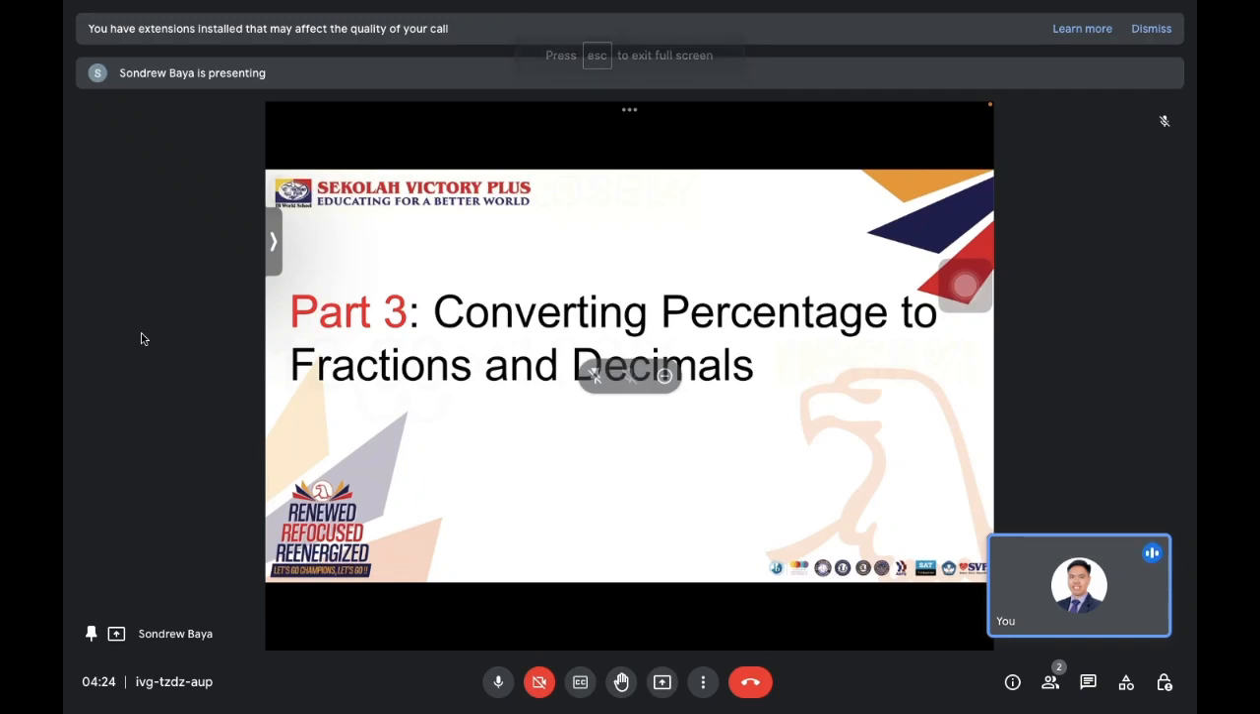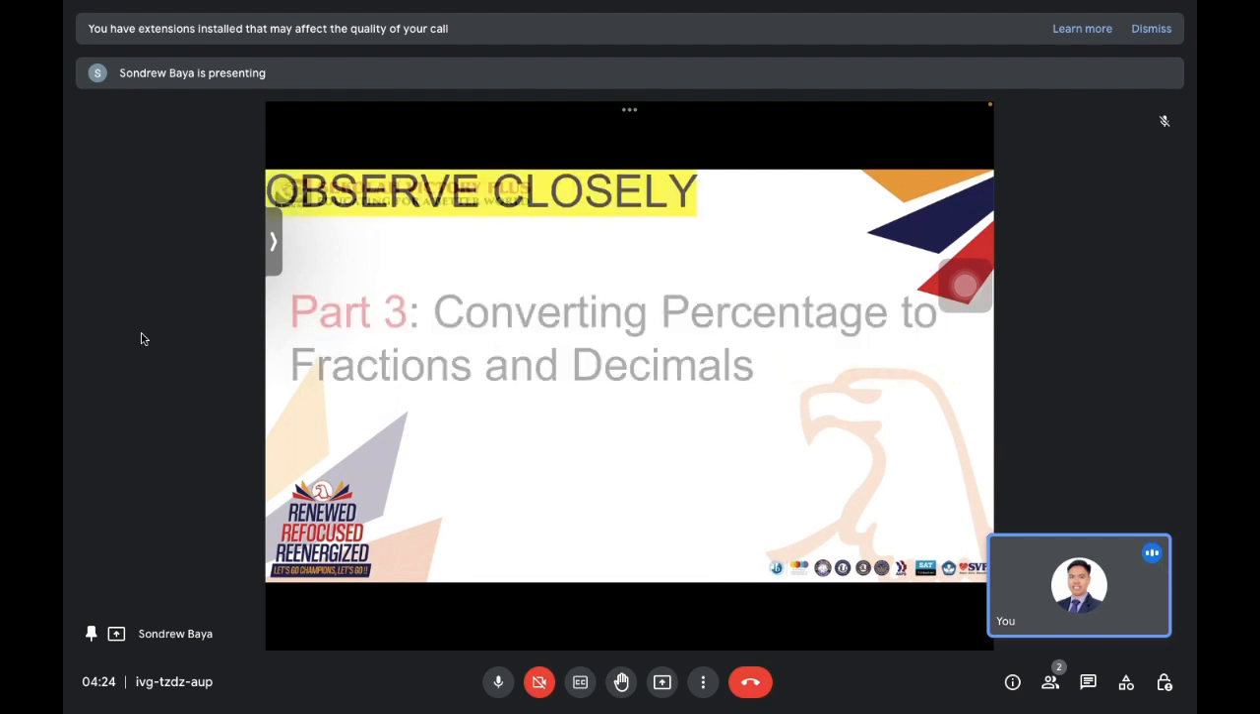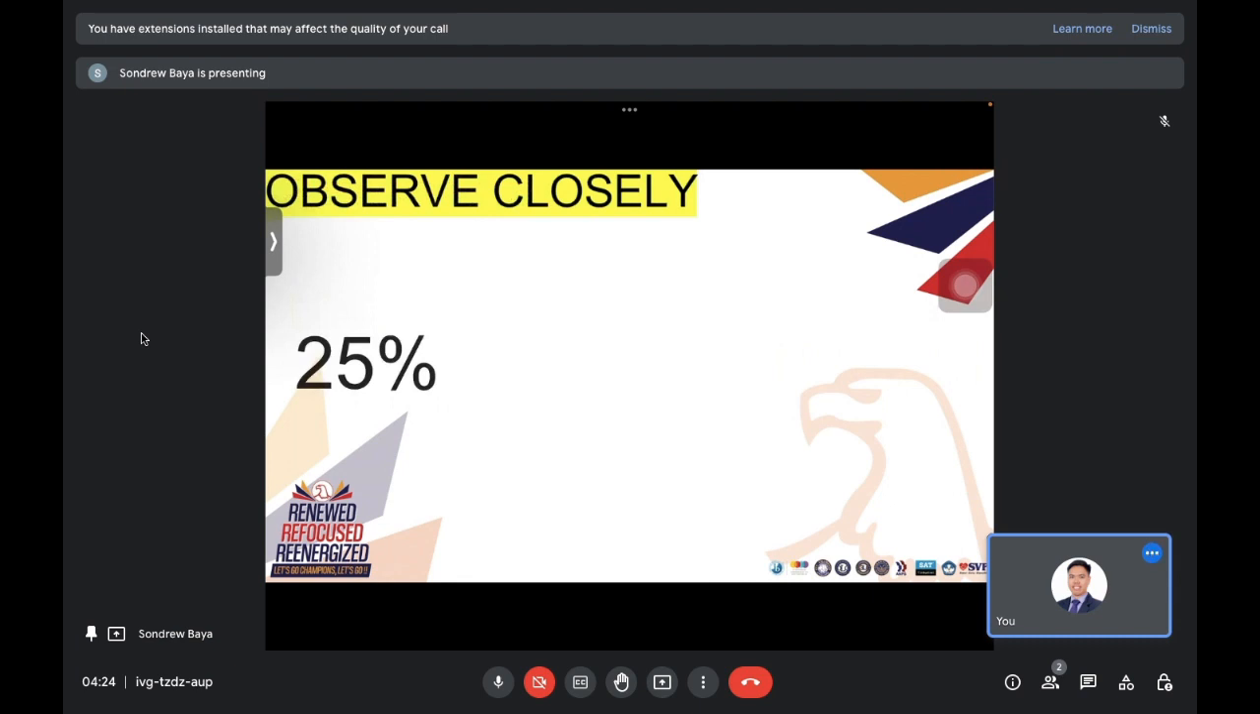Let's now proceed to the third part of the video, which is converting percentages to fractions and decimals. Remember, in the first two parts, we converted fractions and decimals to percentages. Now, the opposite, from percentage to fractions and decimals. Observe closely. 25%. How do we convert this back into a fraction and into a decimal?